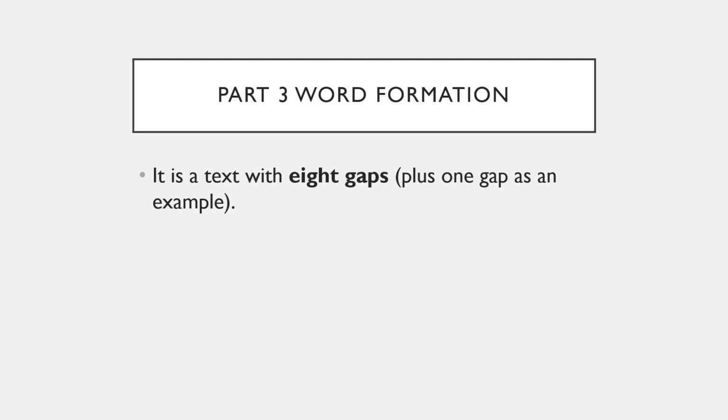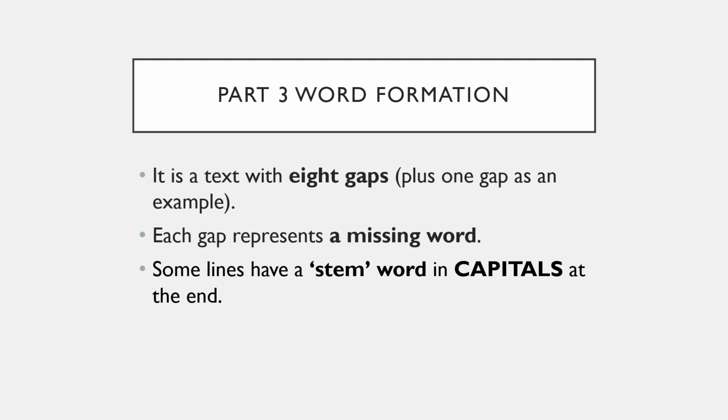So, what does Part 3 involve? In Part 3, you'll be faced with a text that contains 8 gaps, plus an extra gap which relates to an example question. Each gap represents a missing word. You'll notice that on the right side of the page, at the end of some lines, there's a stem word printed in capital letters. Each question is worth 1 mark, so there's a total of 8 marks available in Part 3.